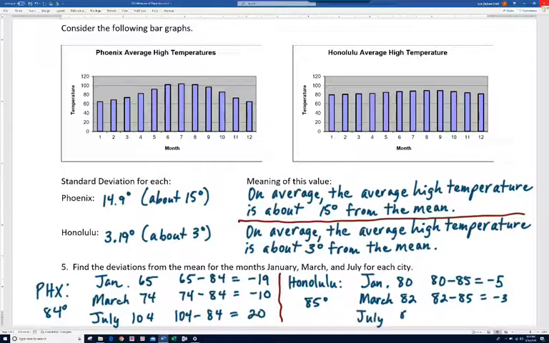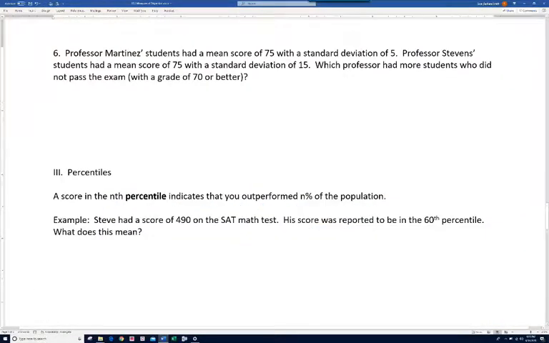And then finally, let's look at July, where it's 88 on average for high temperature. And so subtracting to find the deviation from the mean, 88 minus 85 is 3. And so you can see in July, on average, we're 3 degrees above the mean. So if you look at these numbers here, you can see that on average, it's reasonable to think that we'd be about 3 degrees from the mean, which is what the standard deviation tells us. All right, let's go ahead and move on to the next slide.